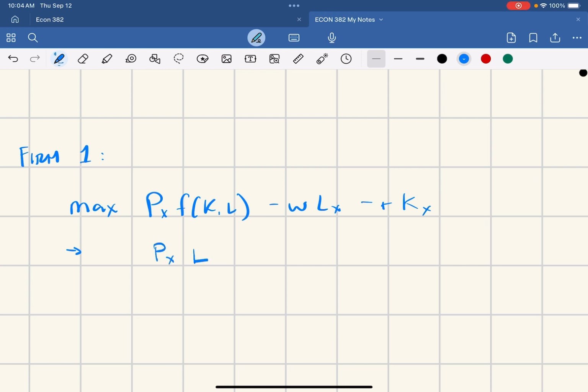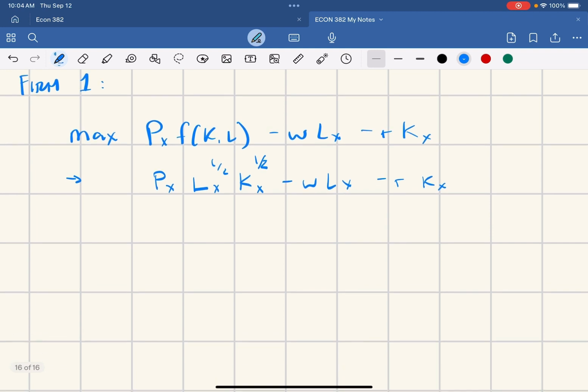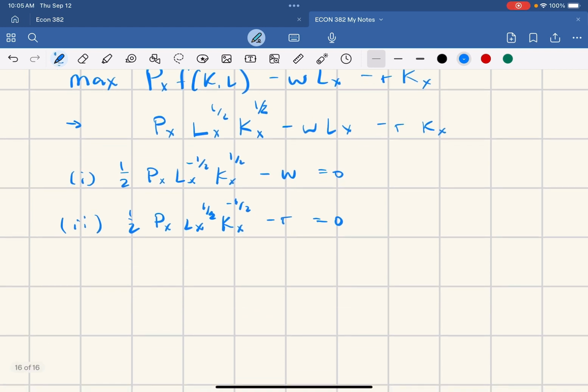So we have Px times Lx to the 1/2, capital to the 1/2, minus wages times labor, minus rent times capital. Okay, we're going to go to our first order conditions here. Our first order condition is first we're going to get 1/2 Px, Lx to the negative 1/2, Kx to the 1/2, minus W equals 0. Our second first order condition is very similar, 1/2 Px, Lx to the 1/2, capital to negative 1/2, minus rent is equal to 0.